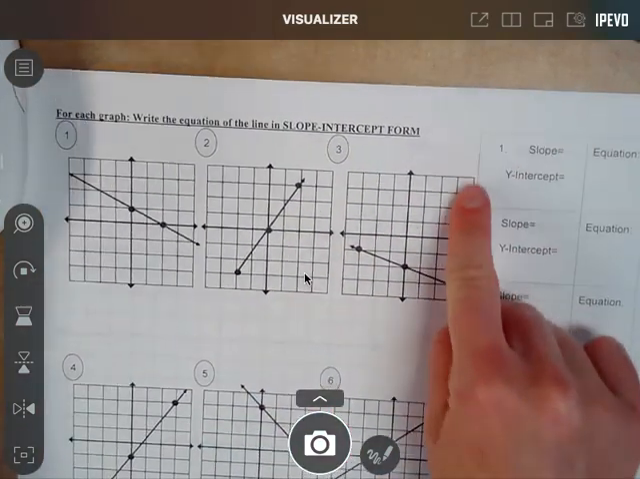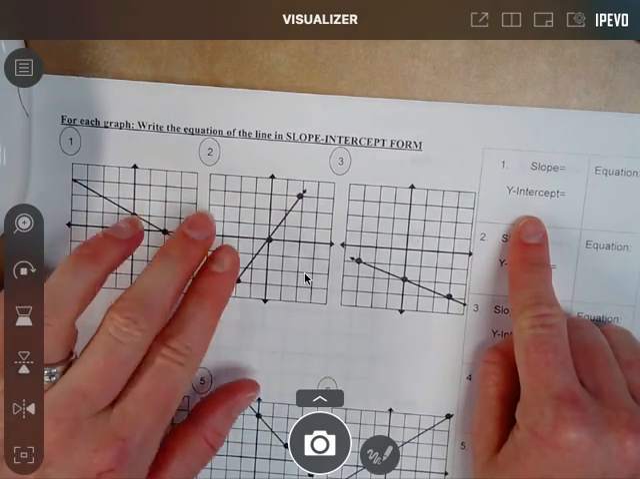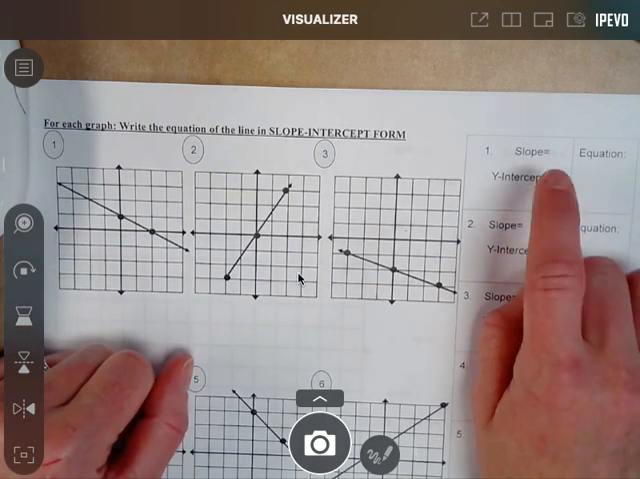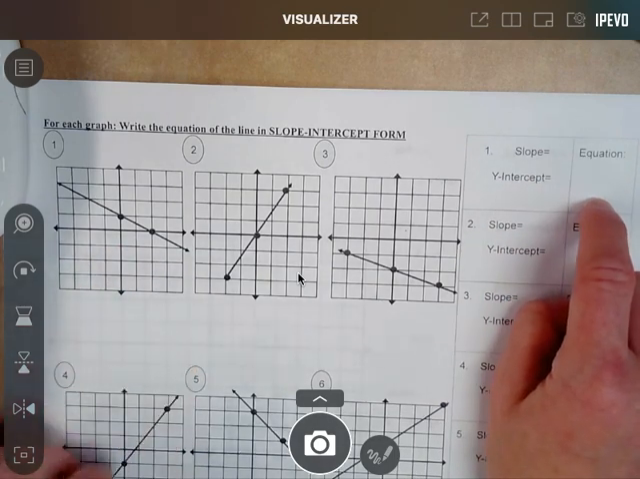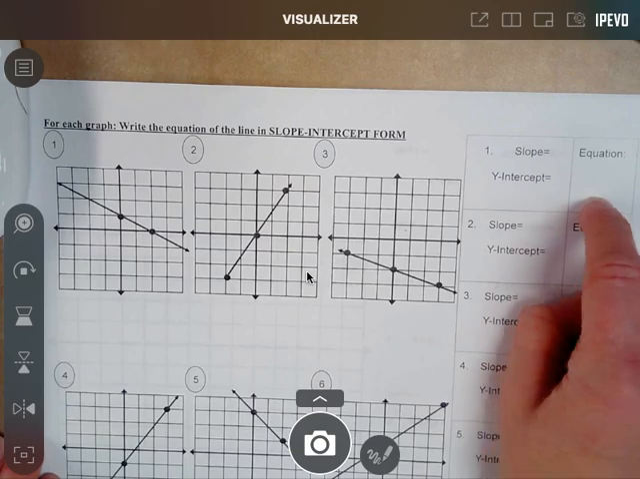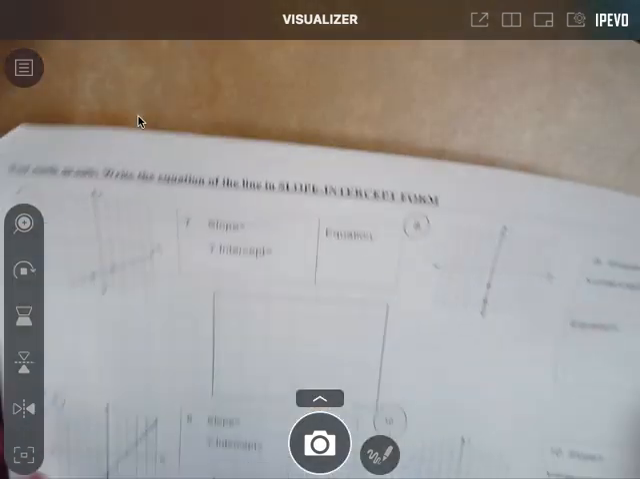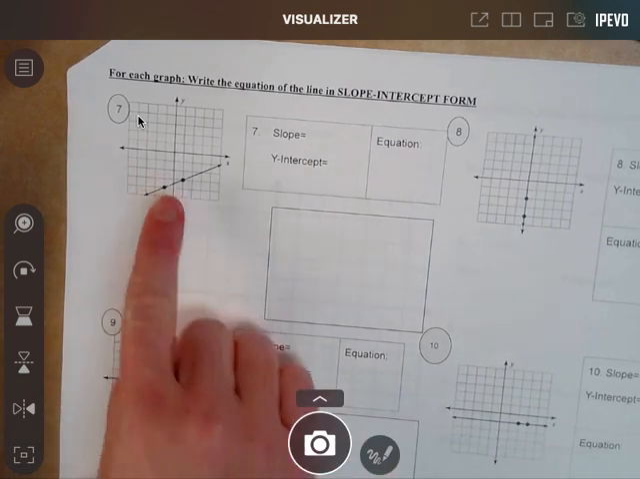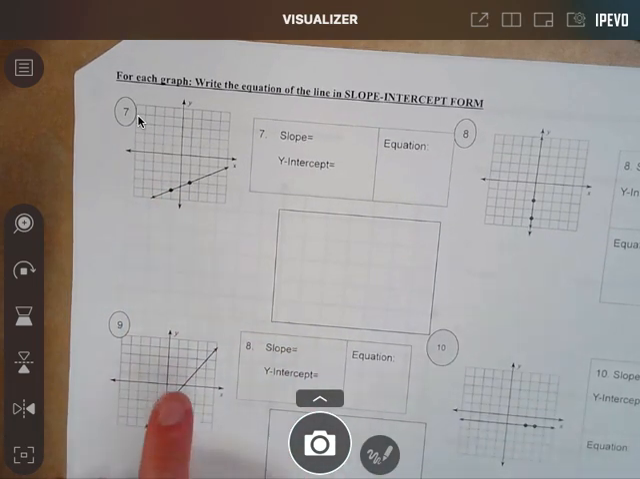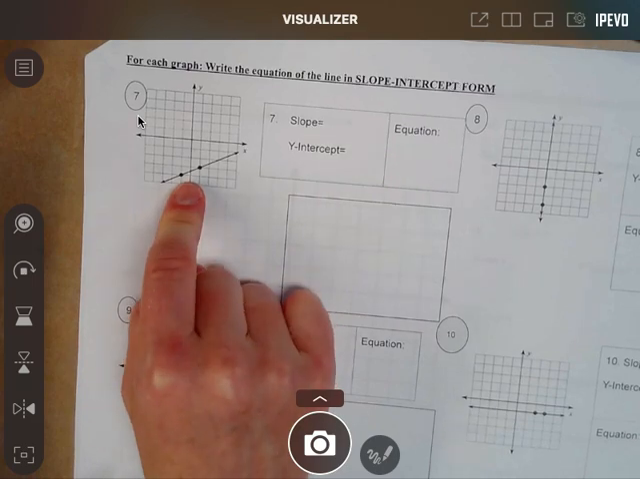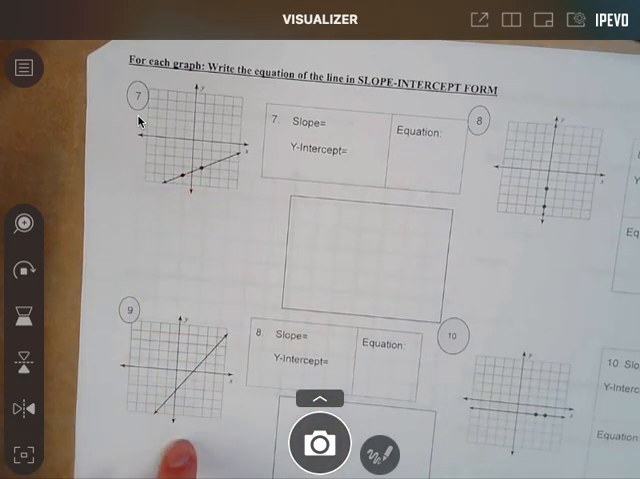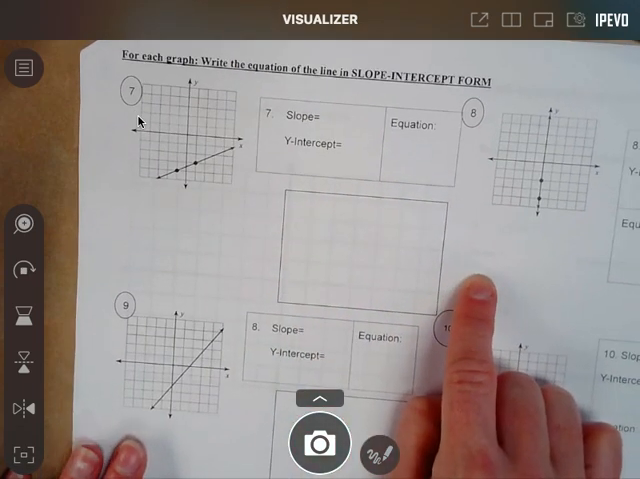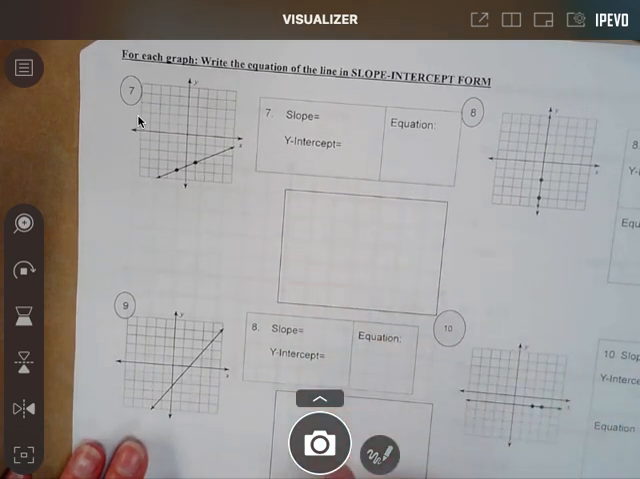So we have a table over here. So you look at number 1, you find your slope and y-intercept. You can write it over here, but also write it over here and write your equation for each one. Okay, so there's 6 of those. And then the back, 7 and 8. We need to estimate what our y-intercept will be. And then in this box, we're going to do something special to find out what the exact y-intercept is. But we're not going to do that right now.